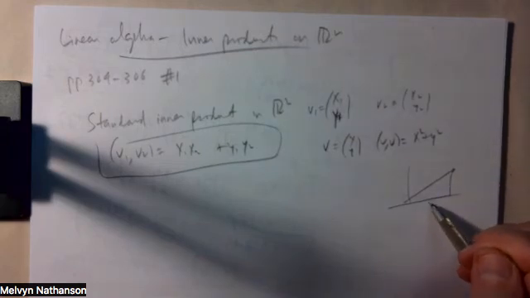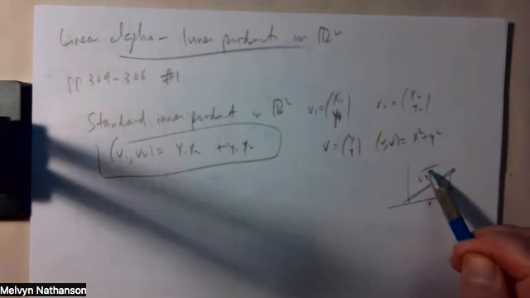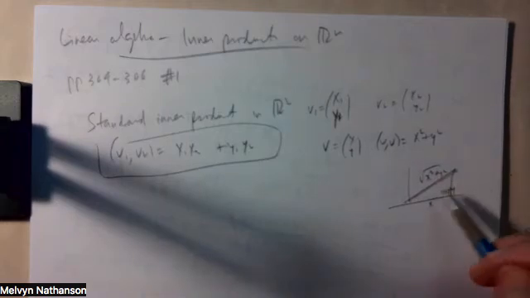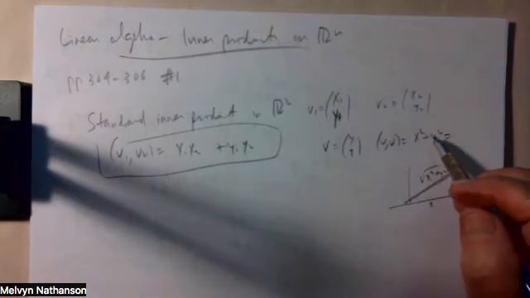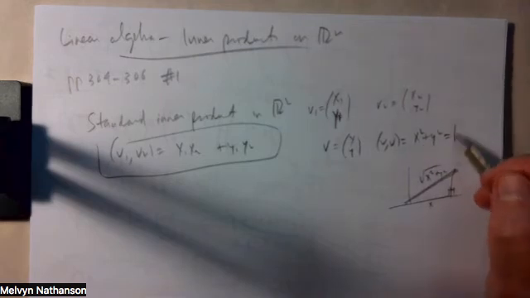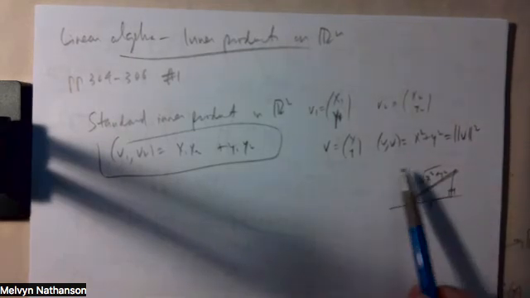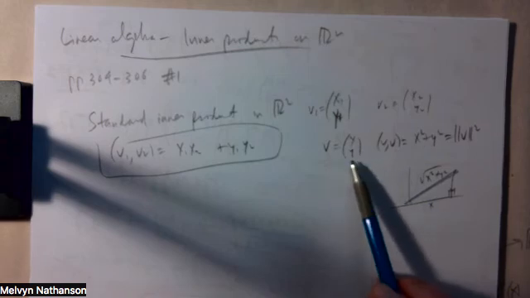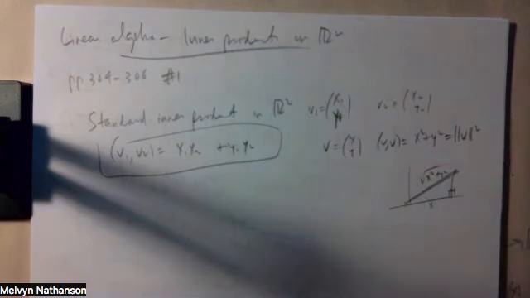This is x, this is y. You have this right triangle. This is the square root of x squared plus y squared. So this is the length of the vector v, squared. This is just high school geometry, Calc 3. This is the inner product.